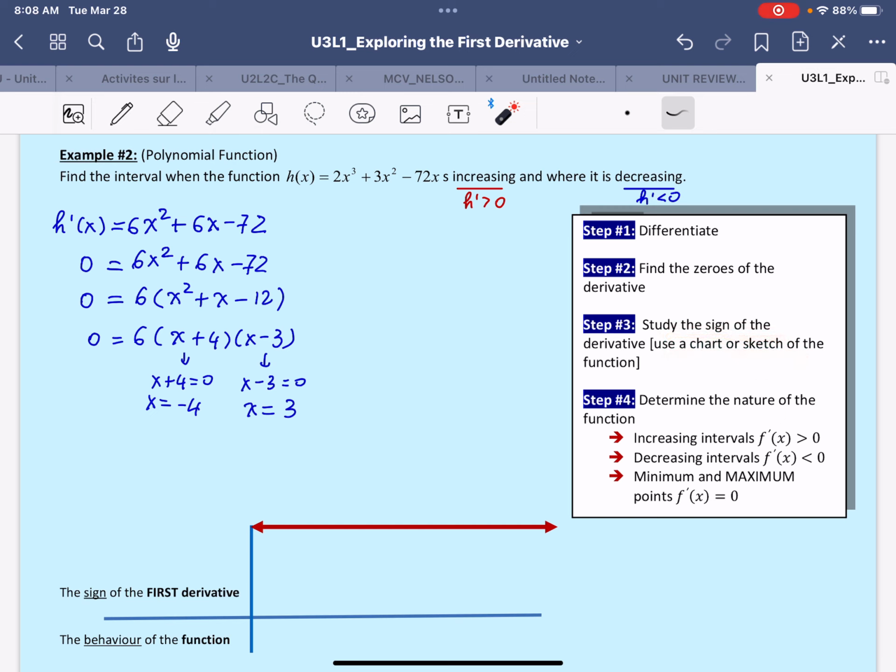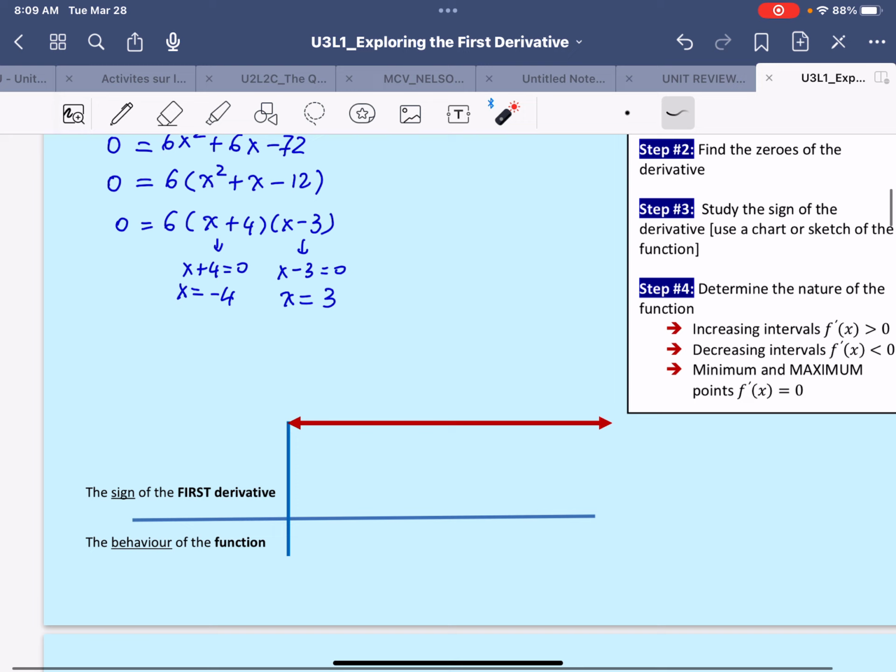So in order to study the sign of the derivative, that's our next step, we're going to use a chart. Now, obviously, this is a very simple polynomial function. We have graphed many of them, and we can determine the increasing, decreasing intervals just by looking at the zeros of the derivative. But I'm going to use the chart in here because as we analyze more complicated functions, using a chart becomes a must, and it is easier when we get used to it in an easier setting.